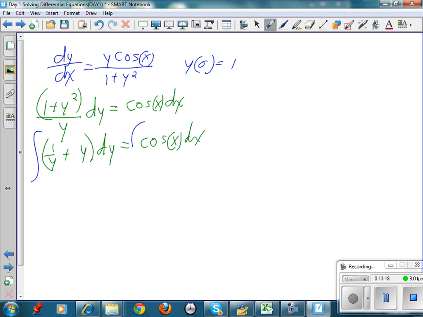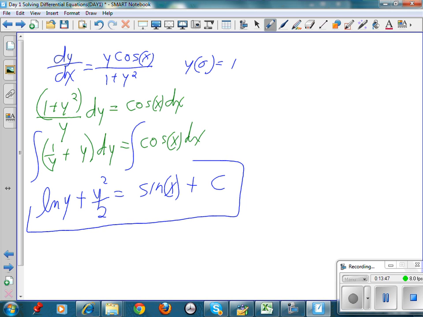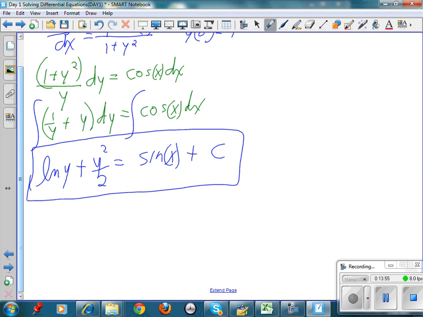Now we're going to integrate. What's the integral of 1 over y? Well, that's just the natural log of y plus y squared over 2 is equal to the sine of x plus c. Now, here's a case where it's not going to be possible to isolate y. So we're going to leave this thing. We are going to solve for c now, though, right? But I'm not going to be able to pull out y here.